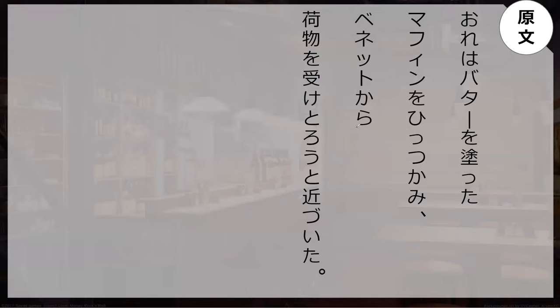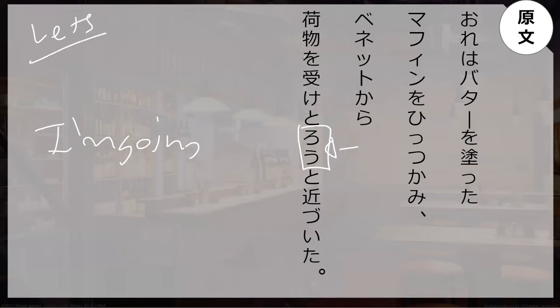I take the luggage from Benetto, and then I get close. So he doesn't actually take the luggage yet. So he's chikazuku-ing toward Benetto. So I get closer. Specifically, it's saying I'm going to, right? Because the volitional form is basically the I'm going to, the let's form. So I'm going to take the luggage from Benetto, and so I get close to him. So the to is kind of like, because I'm going to do this, I'm going to do that. It's the cause and effect.